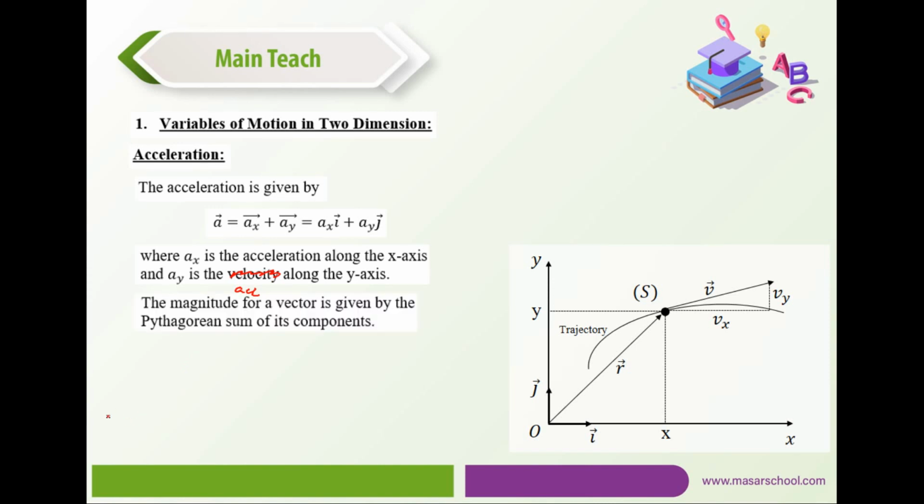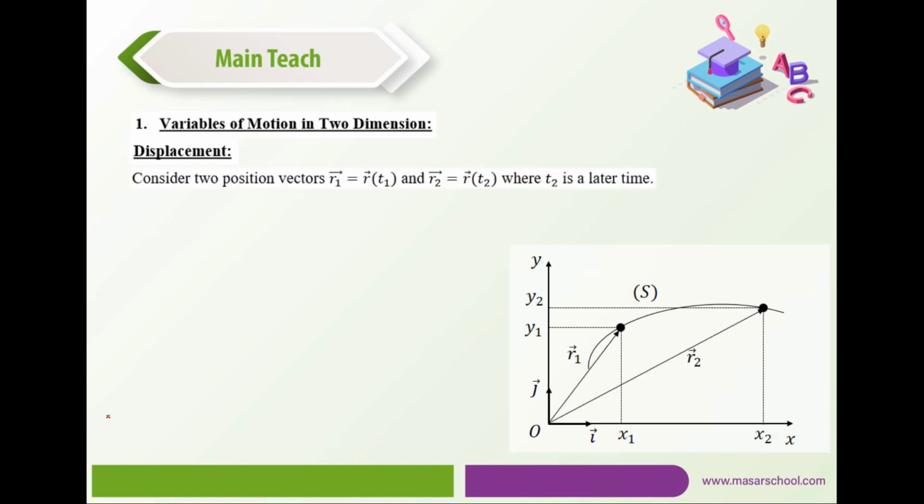Now the magnitude of a vector is given by the Pythagorean sum of its components. If we need to discuss the magnitude of the acceleration, so it would be ax and ay, then we need to add them. And how are we going to add them? Using the Pythagorean sum. Then the magnitude of the acceleration in 2 dimensions would be given by a, which is radical ax squared plus ay squared.